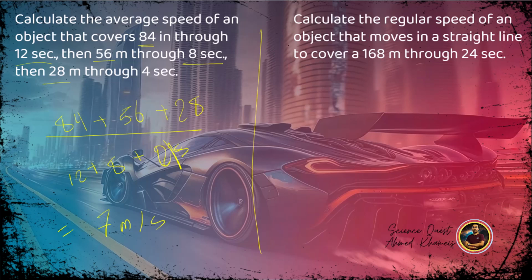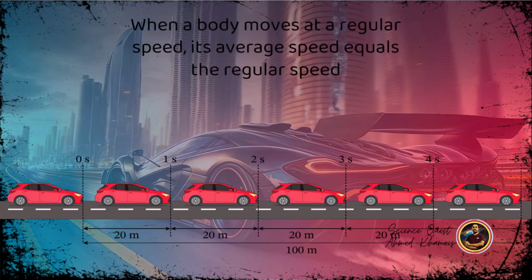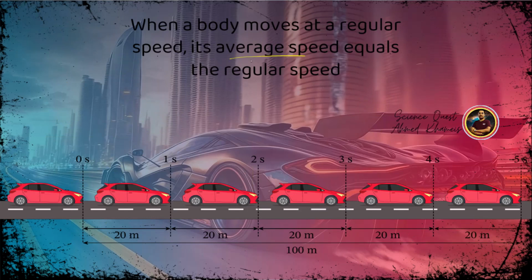Calculate the regular speed of an object that moves in a straight line and covers 168 meters in 24 seconds. So distance over time, 168 over 24, equals 7 meters per second. So from those two examples, we know that if the object moves at a regular speed, its speed at any moment will equal the average speed. So when a body moves at a regular speed, its average speed equals its regular speed.